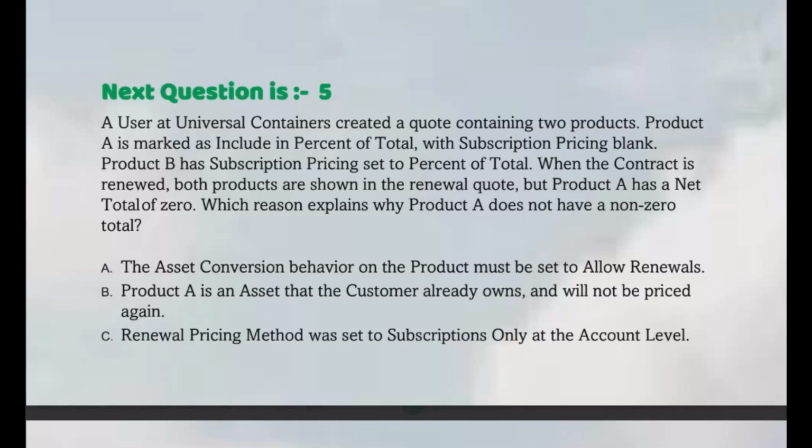Question: A user at Universal Containers created a quote containing two products. Product A is marked as include in percent of total with subscription pricing blank. Product B has subscription pricing set to percent of total. When the contract is renewed, both products are shown in the renewal quote, but product A has a net total of 0. Which reason explains why product A does not have a non-zero total?